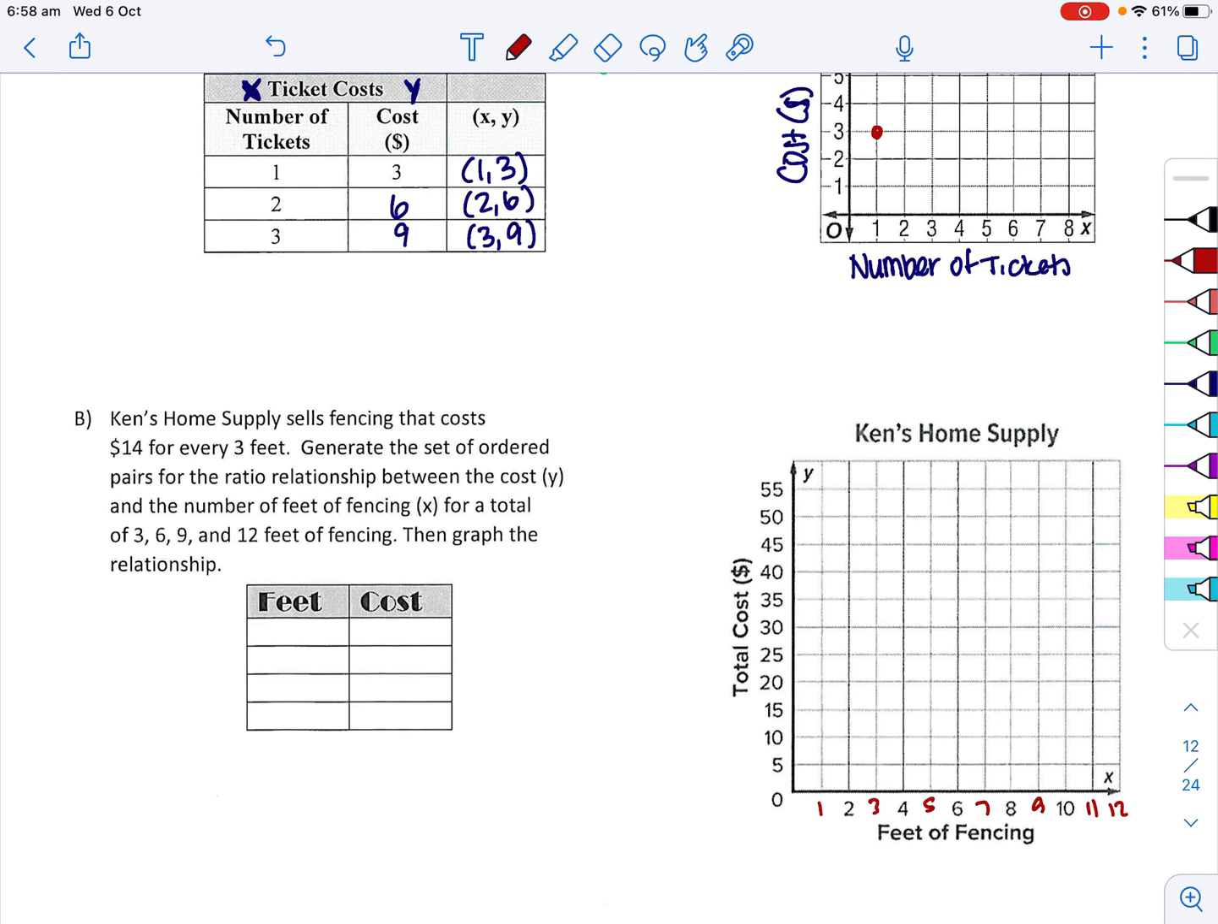And then up the side, you'll notice that it's going by 5s. That means that our values are going to be increasing very rapidly, and they may not fit perfectly, but we can still put them on the graph.